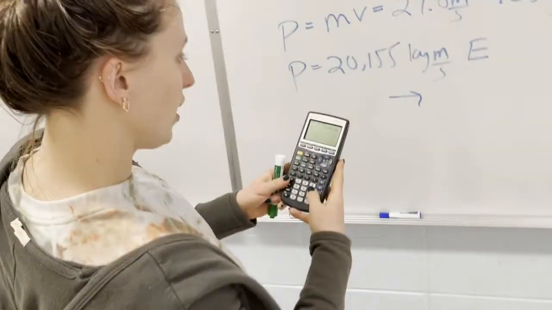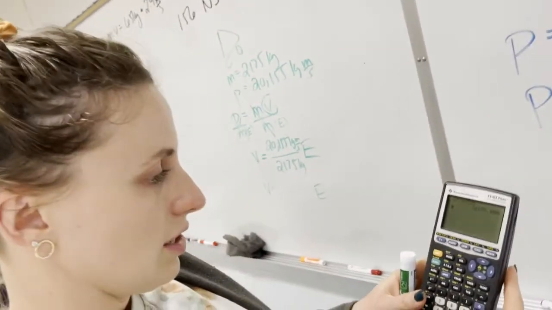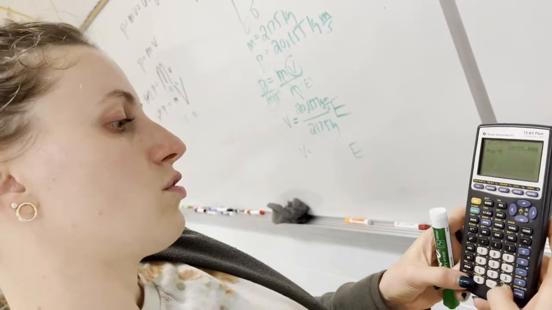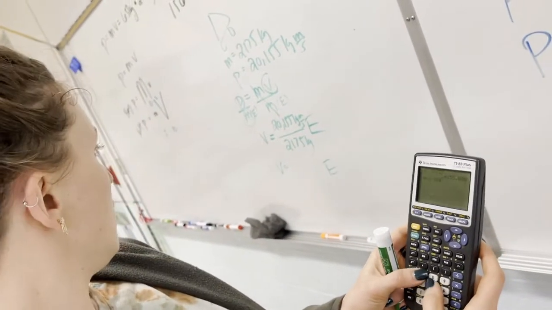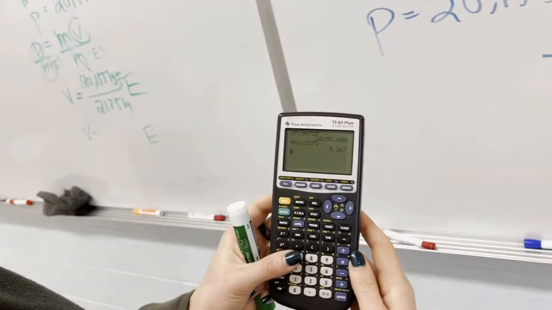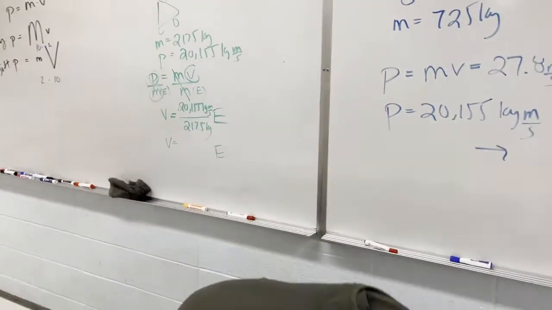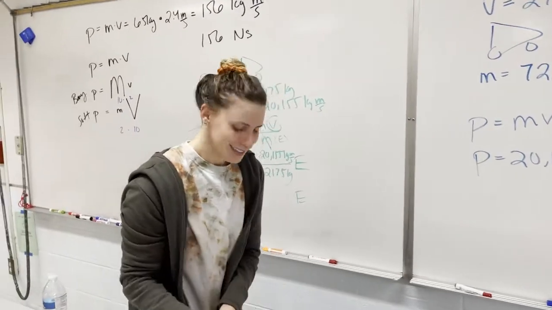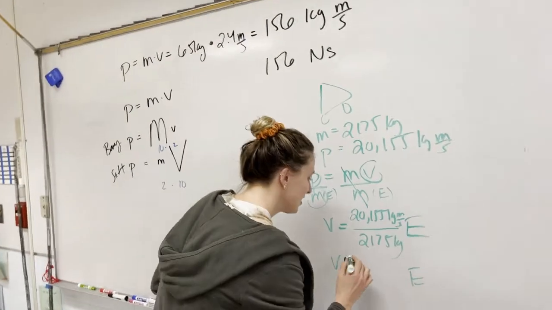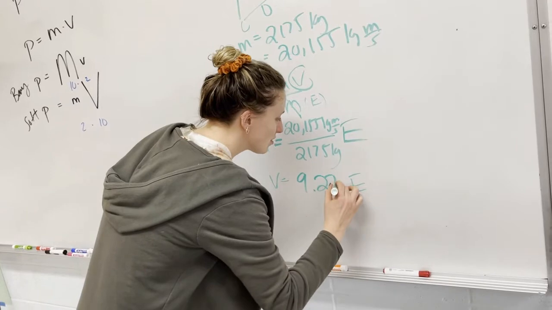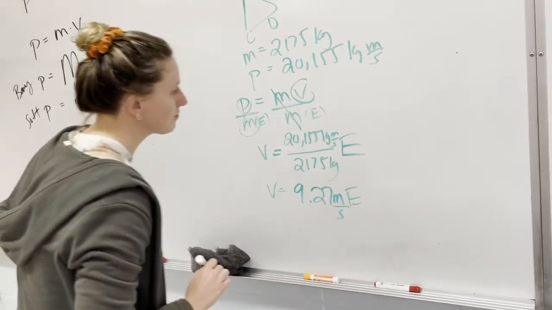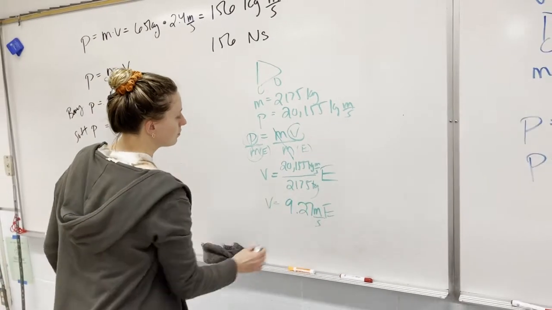Do I have that number in there? I sure do. So just divide it by 2175, and I get 9.27. So that's a smaller velocity. 9.27 meters per second east.